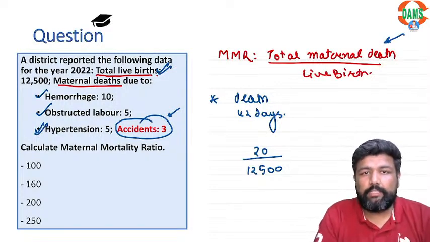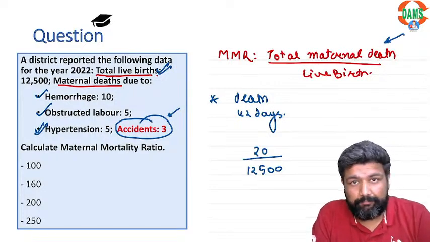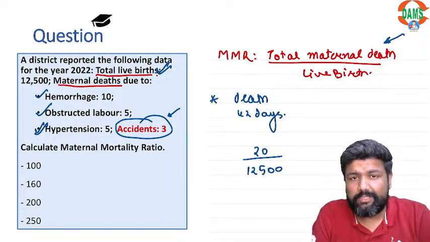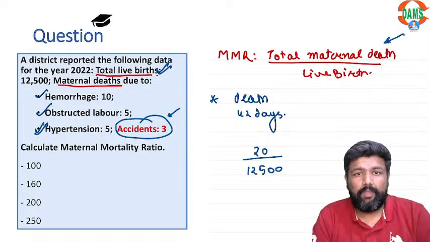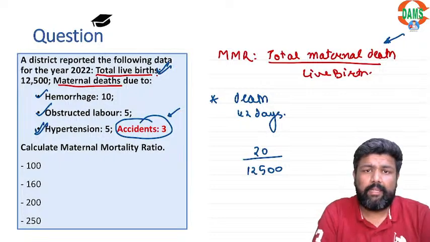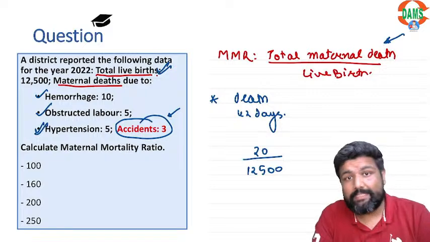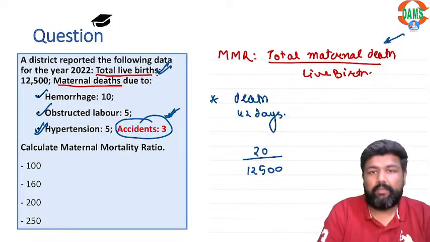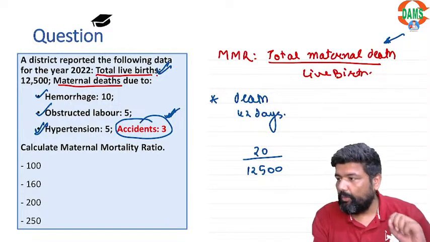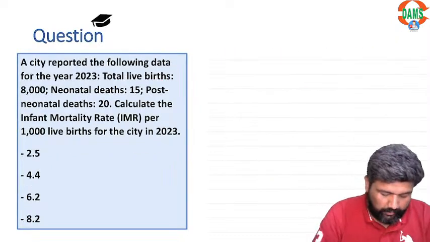Quickly write in the chat box, what about abortion? Any death of a pregnant woman during abortion or because of abortion, will you consider as maternal mortality? Yes, we will consider it as maternal mortality. Any death because of ectopic pregnancy? Yes. Only exception is accidental.